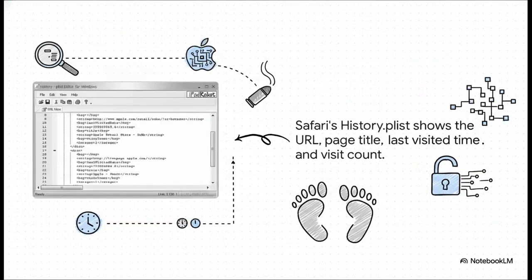And here it is, the smoking gun. This is a real snippet from a Safari history playlist. It doesn't just show that someone visited a website. It records the full URL, the title of the web page, the precise time of the last visit, and even keeps a count of how many times they went there. It is a perfect, undeniable digital log of their online activity.